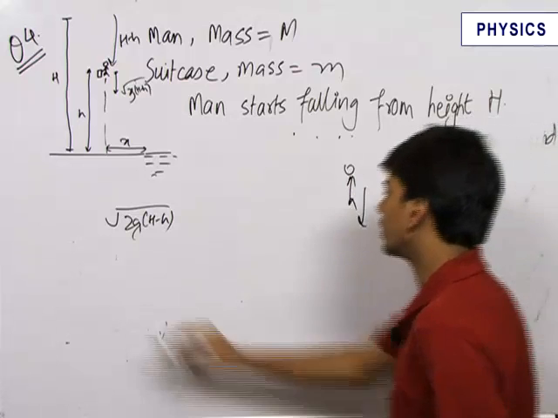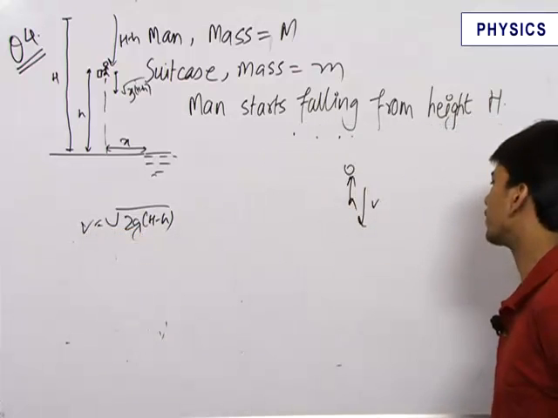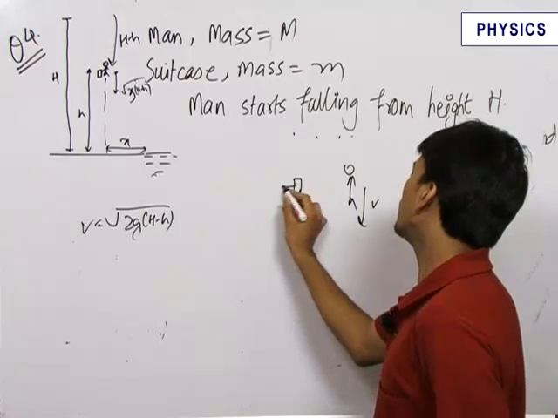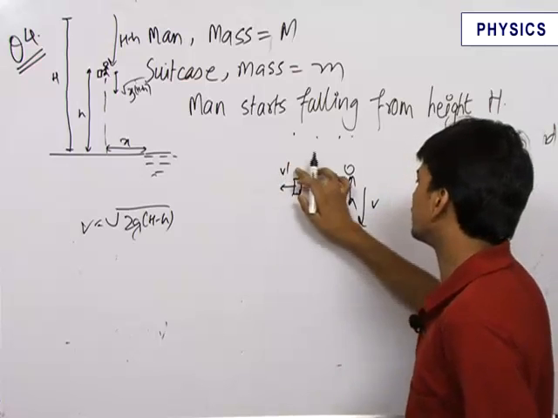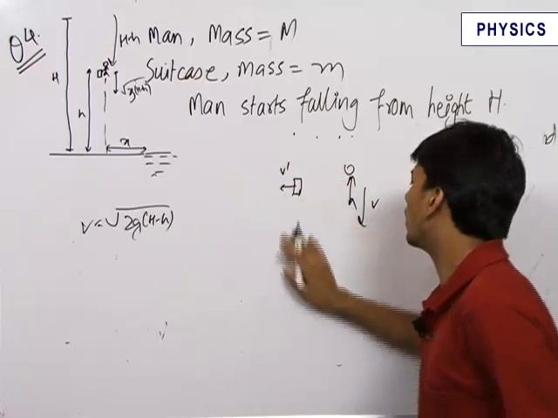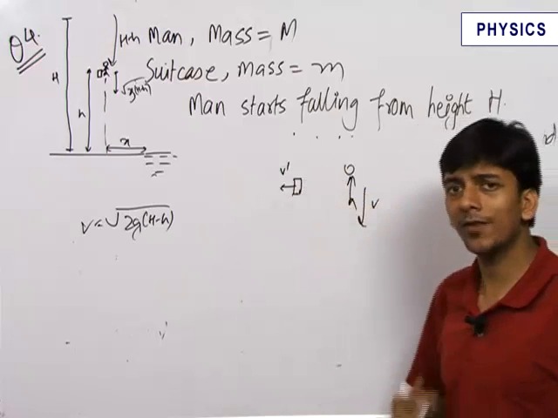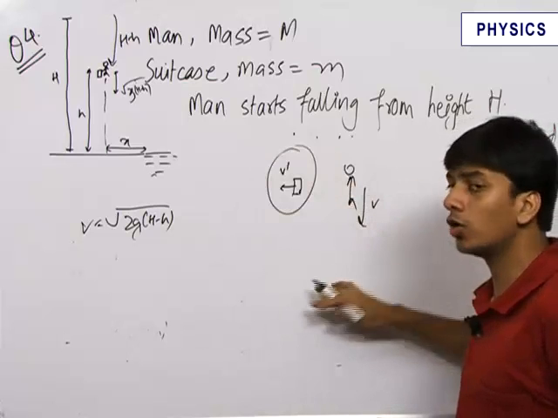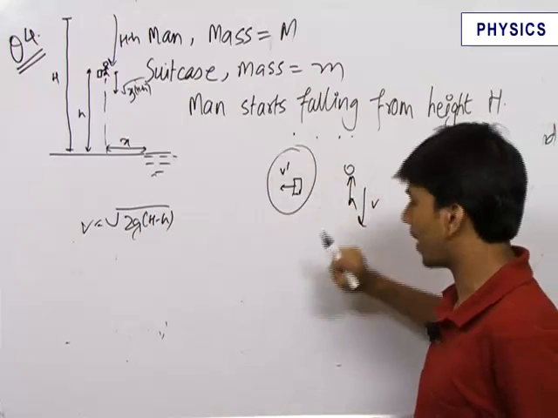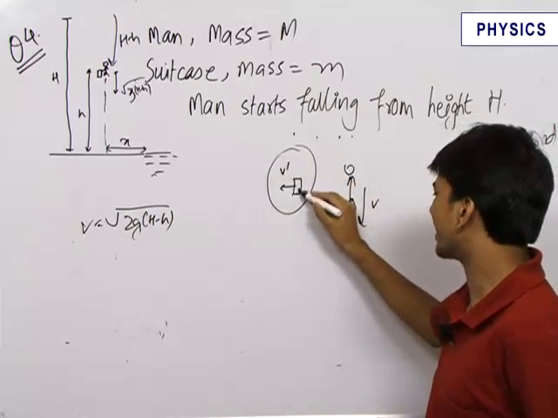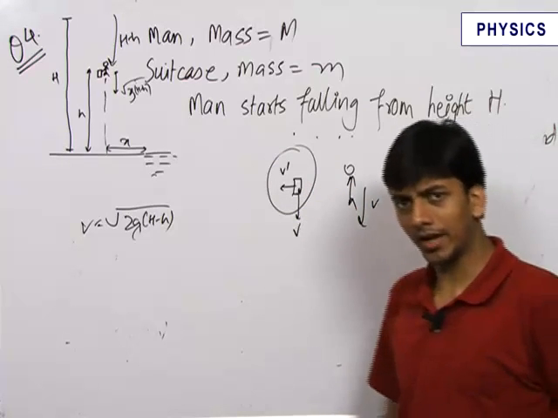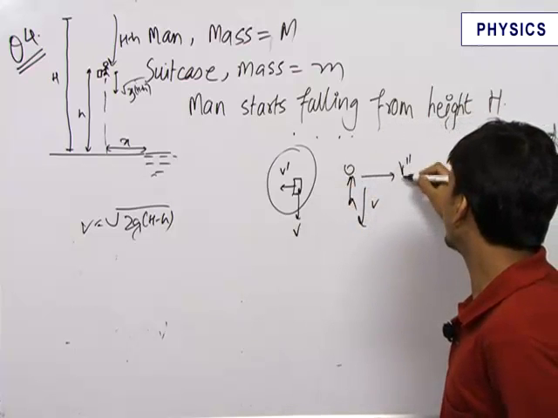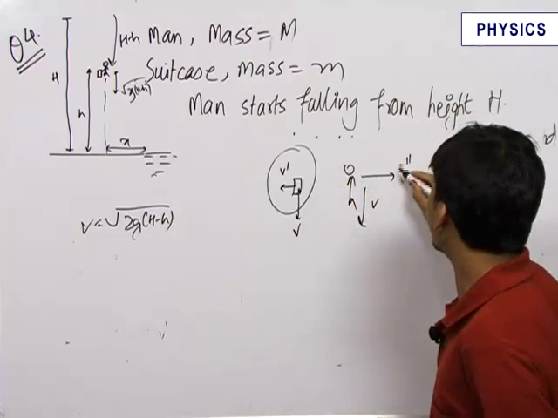Now when the man throws the bag, he is already going down with velocity v. Now he throws the bag relative to himself with a velocity v dash, horizontally. Now the velocity of this bag with respect to ground will be velocity of this bag with respect to man plus velocity of man with respect to ground, that is v. Now in this process, this man also acquires a velocity v double dash on the right side.